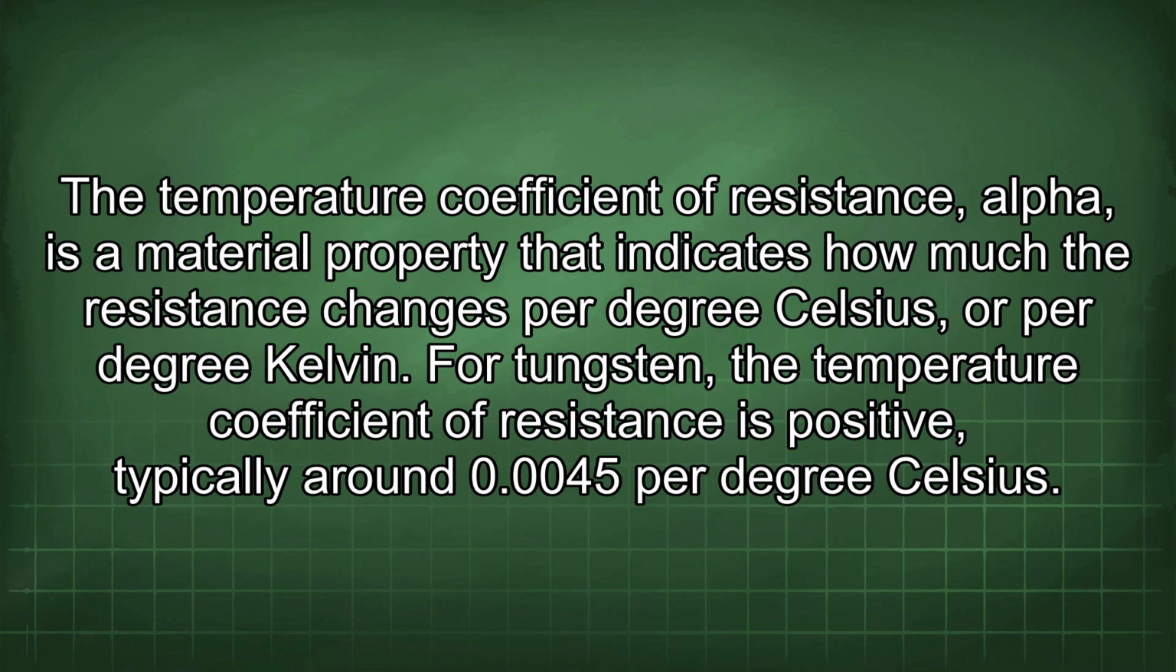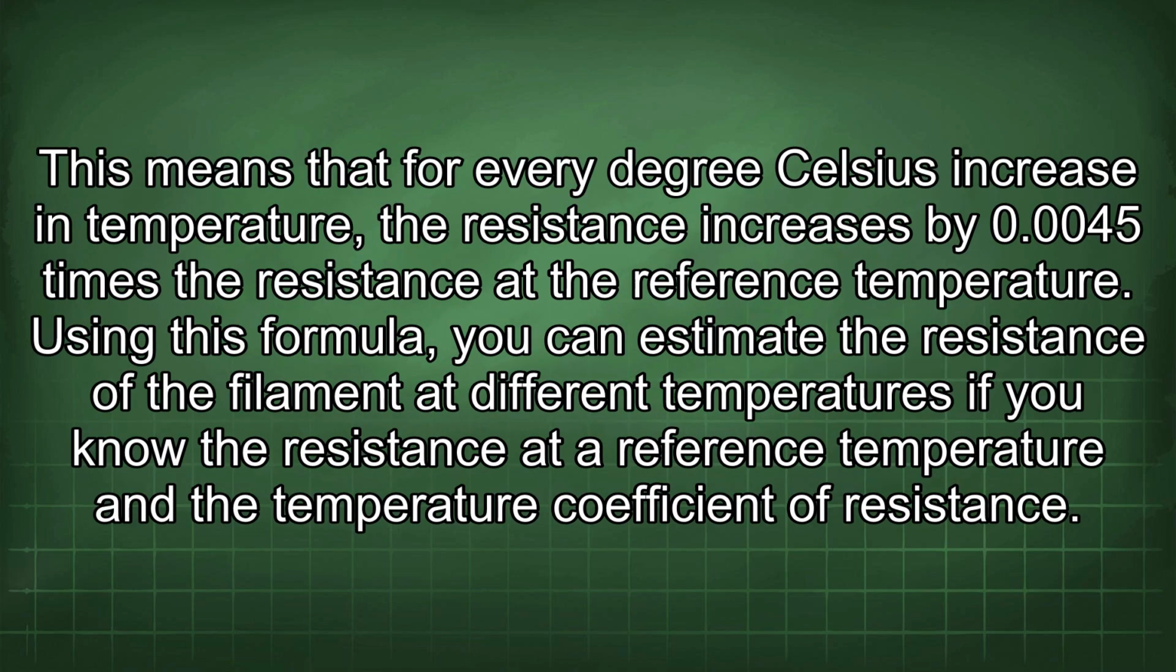The temperature coefficient of resistance, alpha, is a material property that indicates how much the resistance changes per degree Celsius, or per degree Kelvin. For tungsten, the temperature coefficient of resistance is positive, typically around 0.45 per degree Celsius. This means that for every degree Celsius increase in temperature, the resistance increases by 0.45 times the resistance at the reference temperature. Using this formula, you can estimate the resistance of the filament at different temperatures if you know the resistance at a reference temperature and the temperature coefficient of resistance.